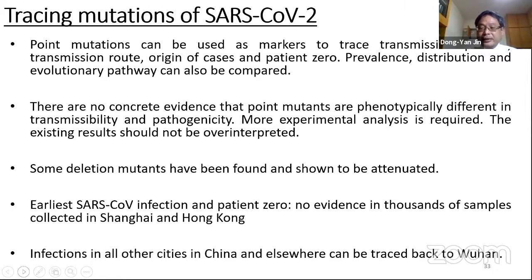And initially, all those who have symptoms are actually not SARS-CoV-2, they are influenza, because the outbreak coincides with the peak of the seasonal flu initially in Wuhan. So many of them are actually influenza, but not SARS-CoV-2. So that also serves as one perspective that there might not be many confirmed cases earlier than November and December 2019. And the infections in Hong Kong and in other cities in China and elsewhere currently, most, if not all of them, can be traced back to Wuhan.